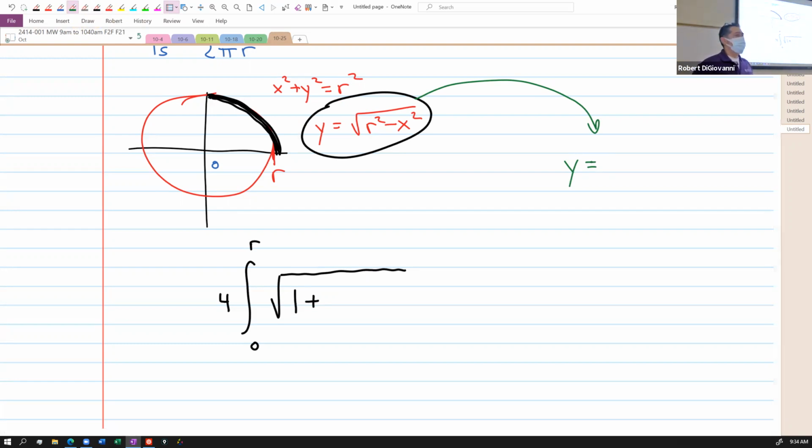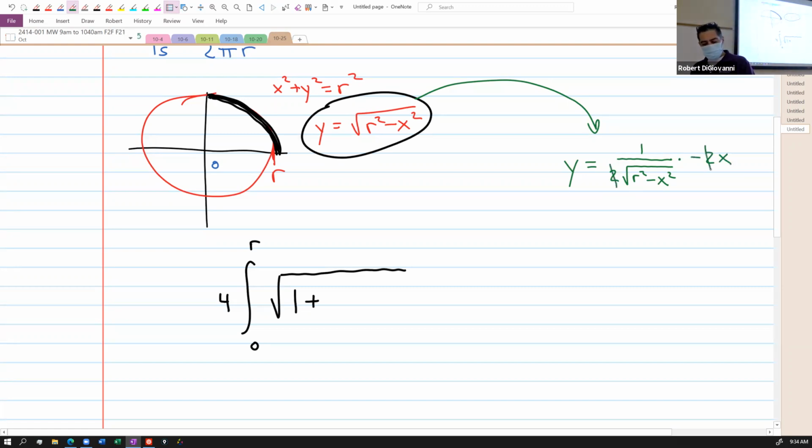Remember, r is a constant, x is the variable. So that's chain rule, right? Cal 1, derivative of the square root of something is 1 over 2 times the square root of that something, times the derivative of what's under the root. What's the derivative of what's under the root? Just negative 2x, right? R squared is a constant.